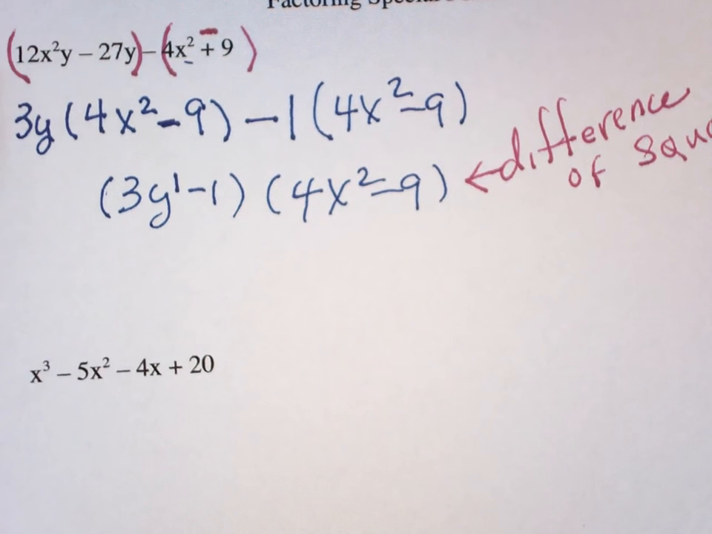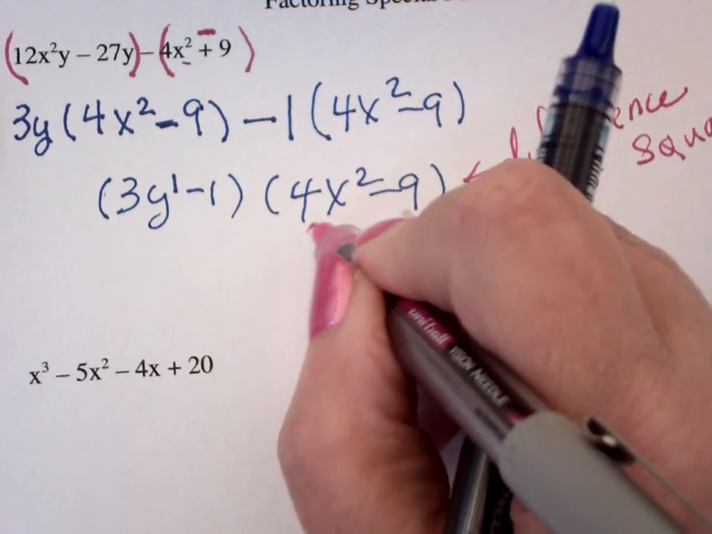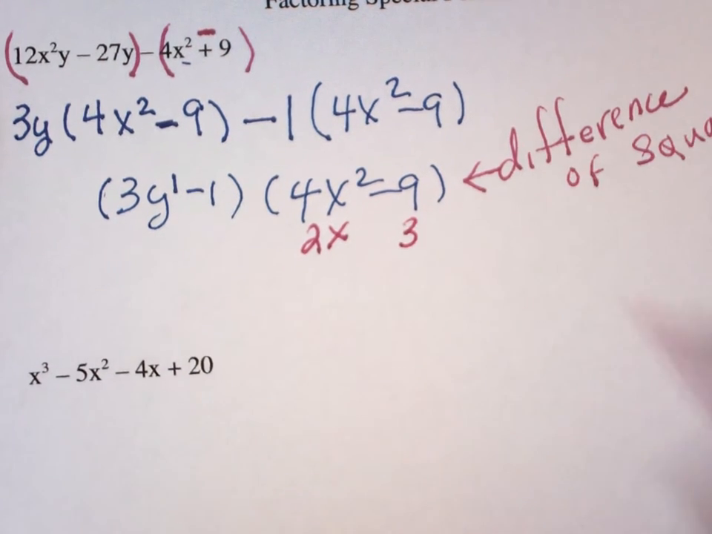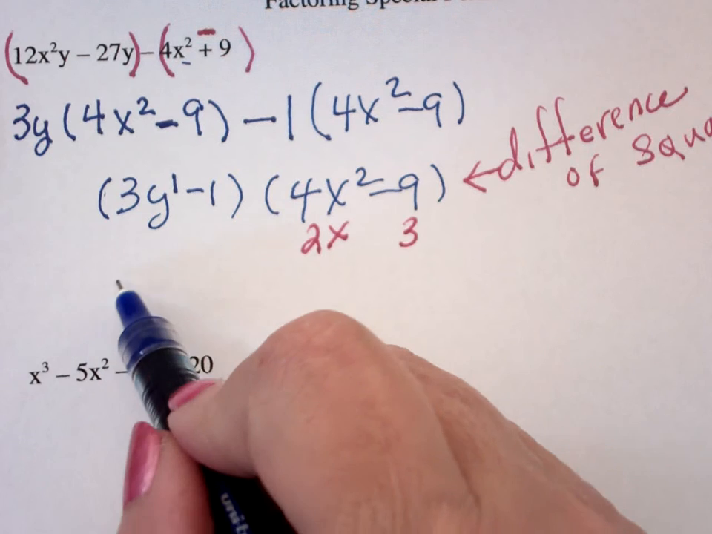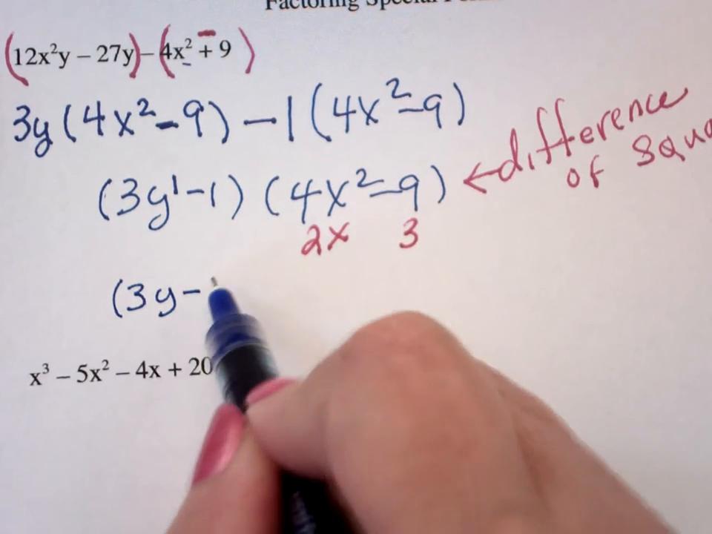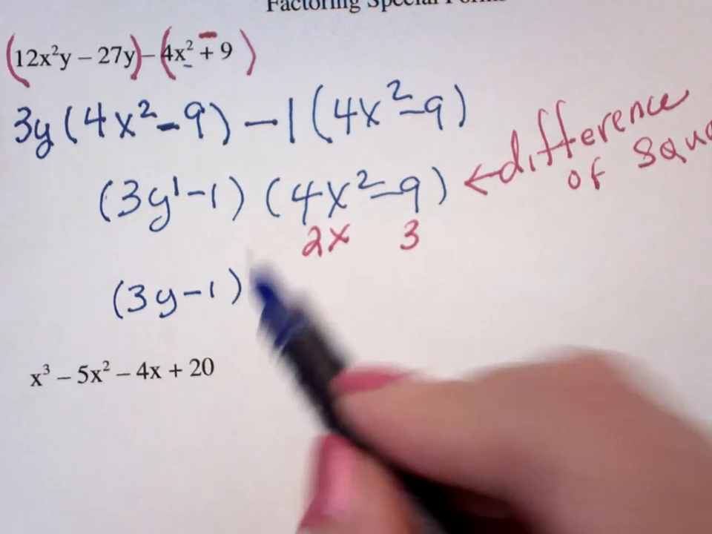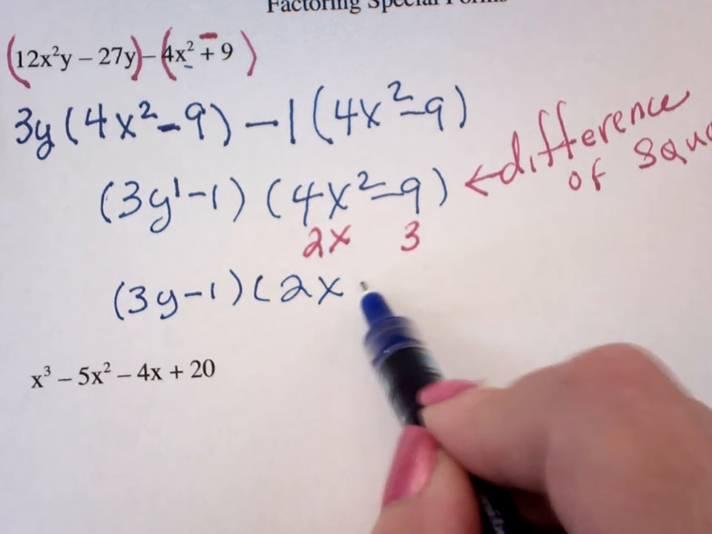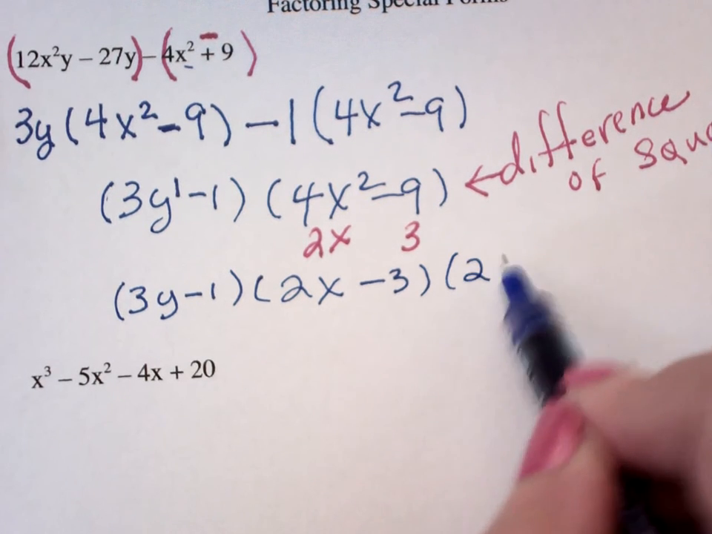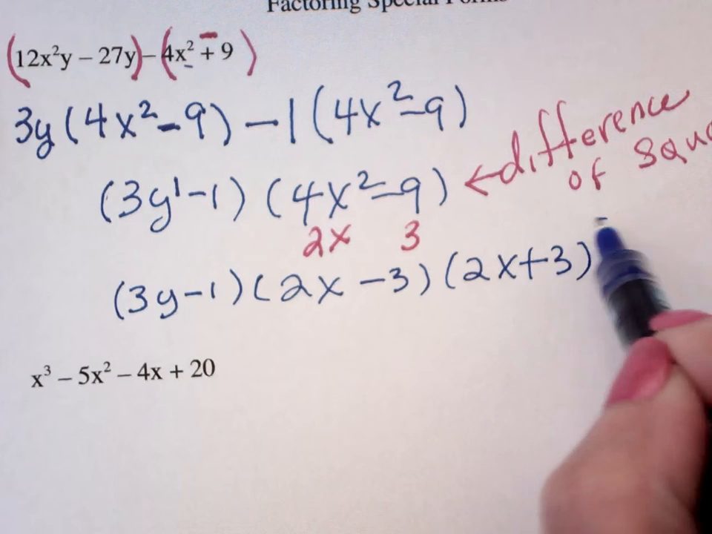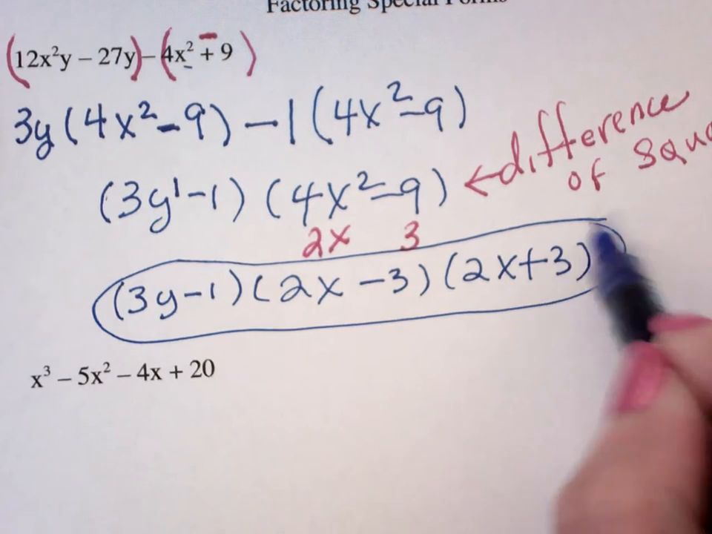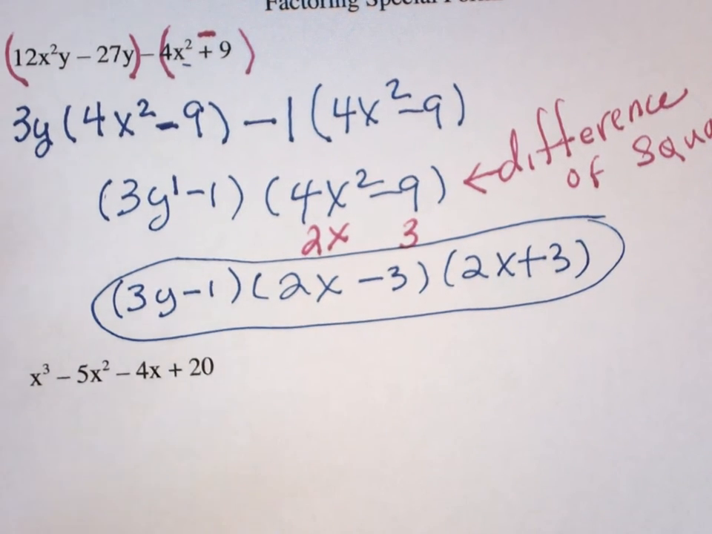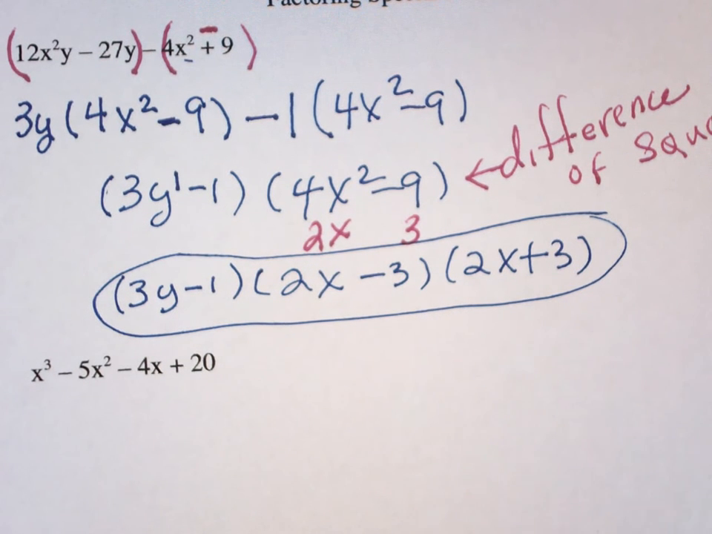Now, if you need it, do it. This would be a 2x and a 3, so that's what's going to go in my parentheses. So I have my first factor, and then I'm going to have a 2x minus 3 and a 2x plus 3, because it is the difference of squares. But that's not what you want as the answer, right? No, I want this one right here, what I've circled. Oh, you do want us to go forward? Yes. Okay.